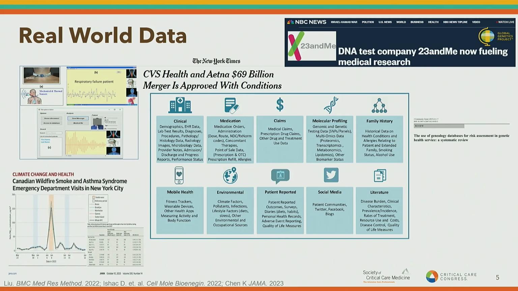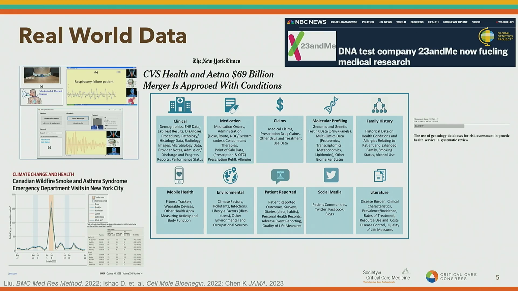And it's not just healthcare data. This is an example of using particulate measurements of the atmosphere and pollution and linking the Canadian wildfire smoke to increased asthma symptom presentations to the ED in New York City. So environmental data. But most of the data that is out there is actually data that we have generated when we interact with the internet.